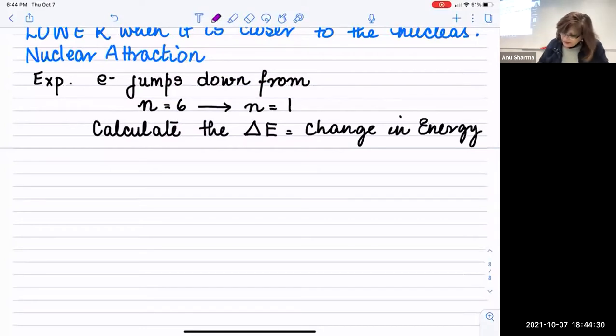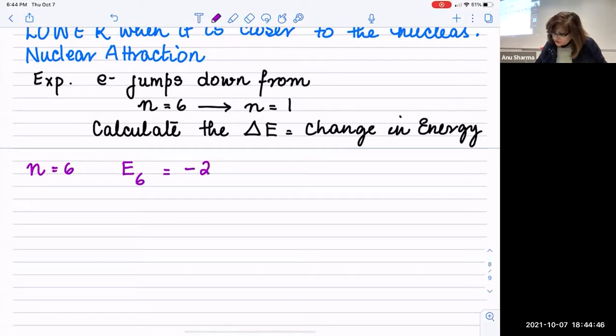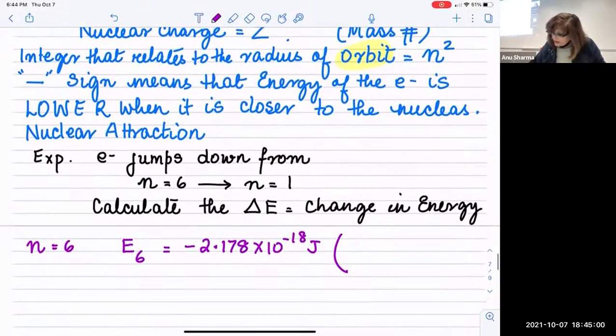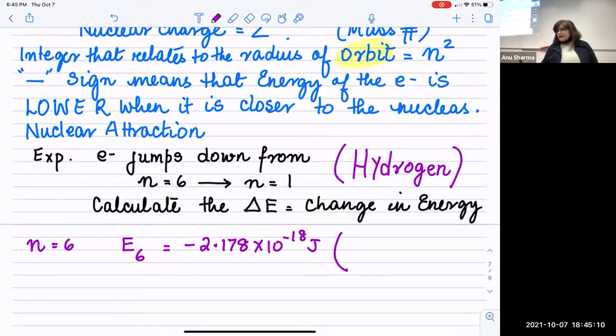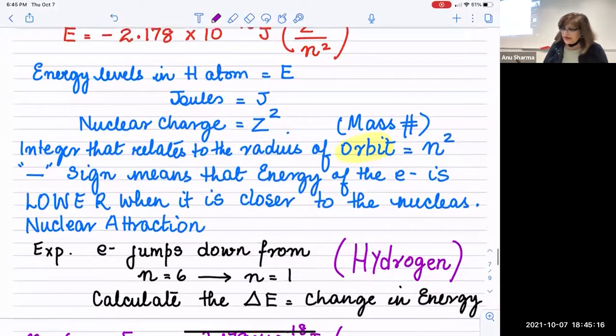So simple, from N6, first calculate the energy that is present in N6. When N is equal to 6, then the energy, let's call it E6, is equal to the same formula, minus 2.178 into 10 to the power negative 18 joules times, now remember Z square. Bohr's model is only about hydrogen and nothing else. So what is the nuclear charge on hydrogen?